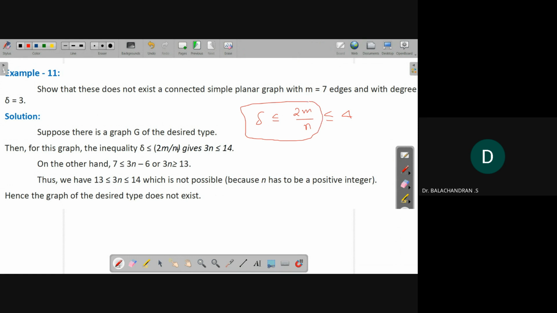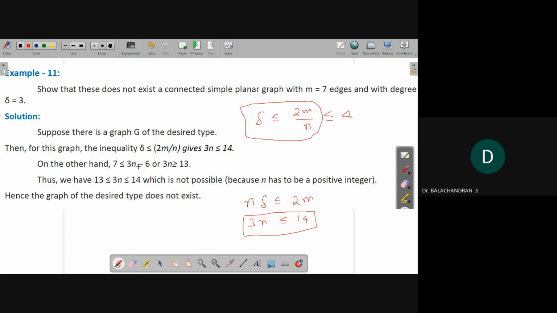So from this, what is n? I don't know n, but I know delta. So n delta is less than or equal to 2m. Delta is 3, and m is 7, so 2 into m is 14. So this implies 3n is less than or equal to 14. This is the first observation: 3n is less than or equal to 14.